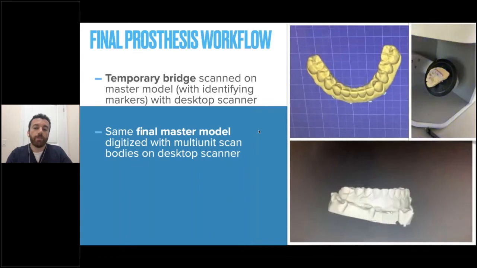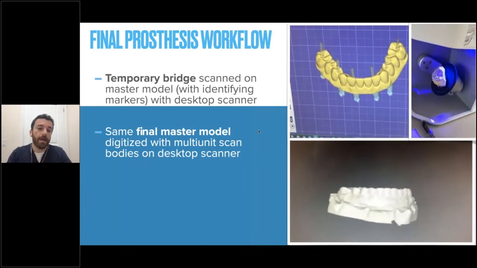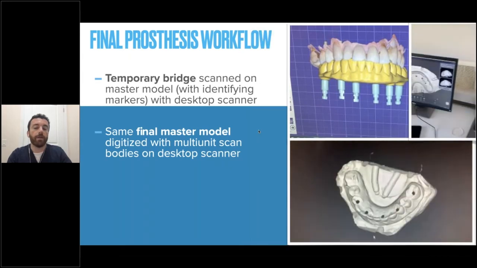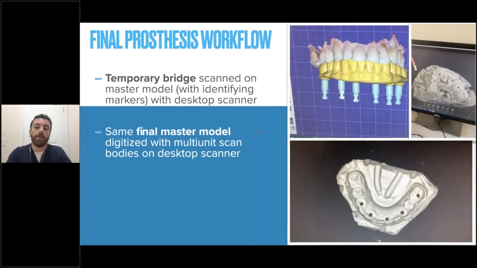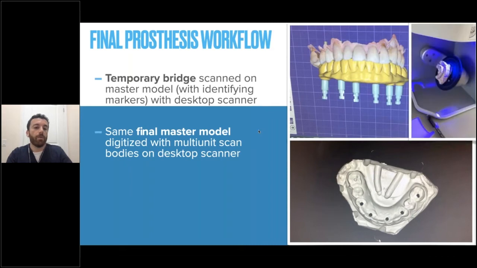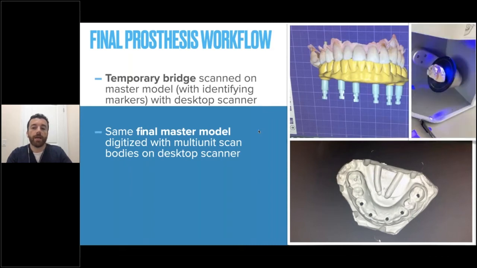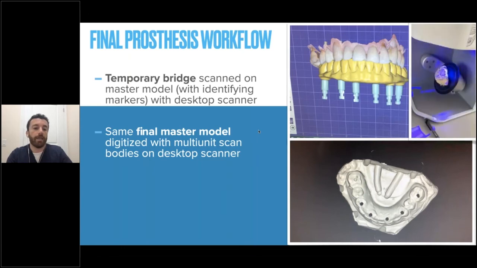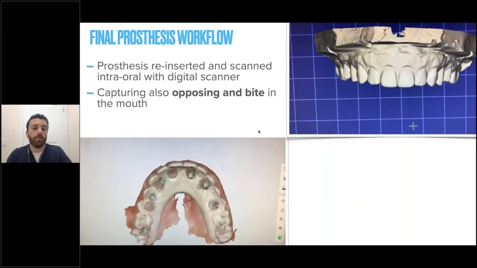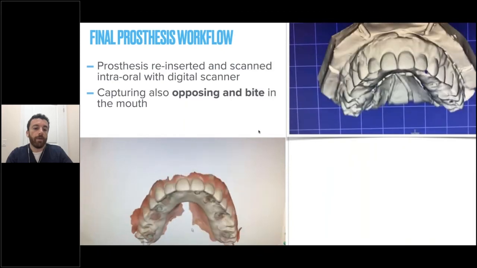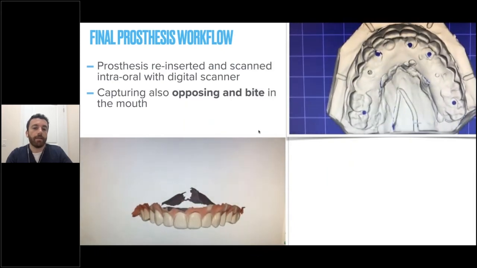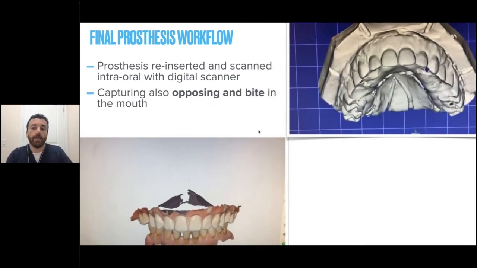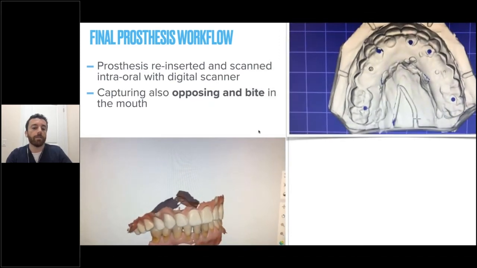So when the patient comes back to our lab side of things, we always want to ensure now we have an accurate digital record of the file. So we go back into our desktop scanner. We're scanning the temporary on the master model with the new soft tissue changes, and then digitizing everything into our design software. And then we can reinsert the temporary back and then scan the opposing, scan the bite, and capture that data again into our design software.